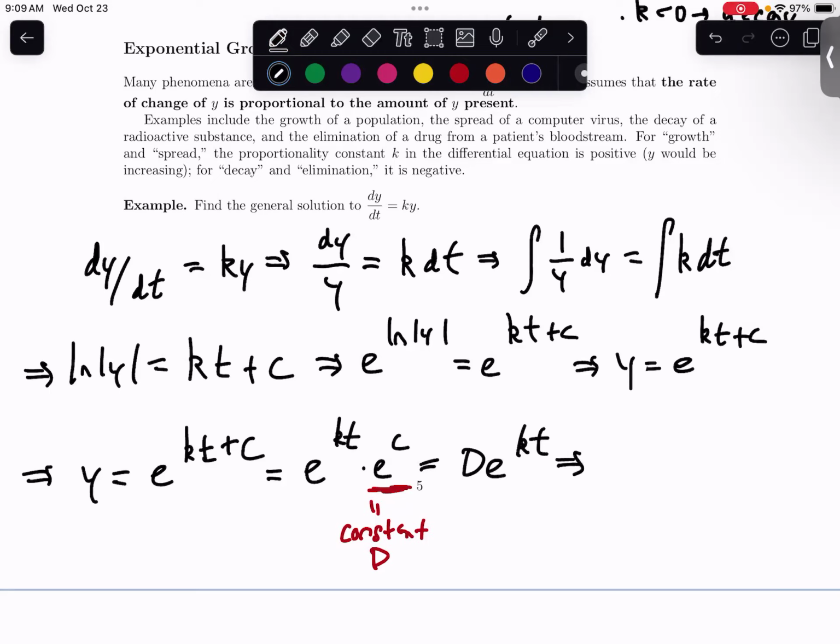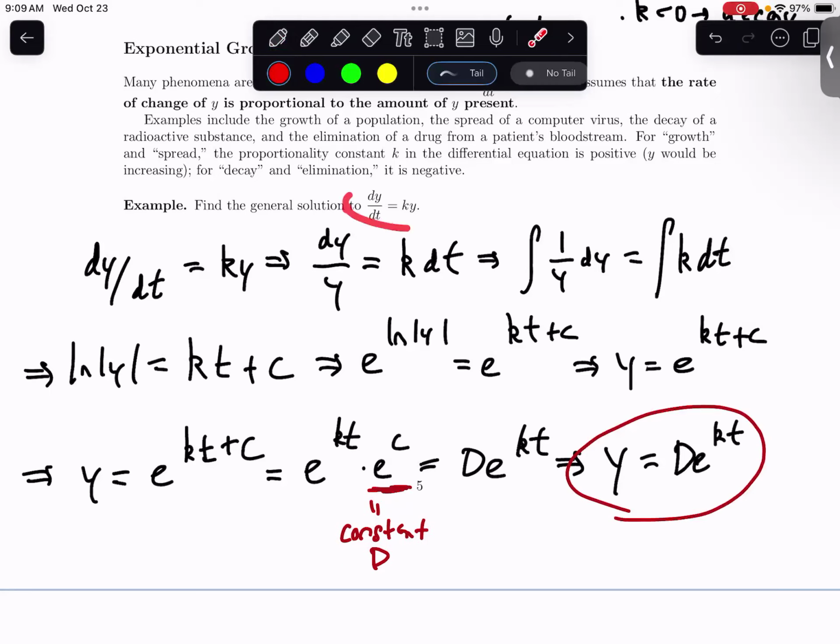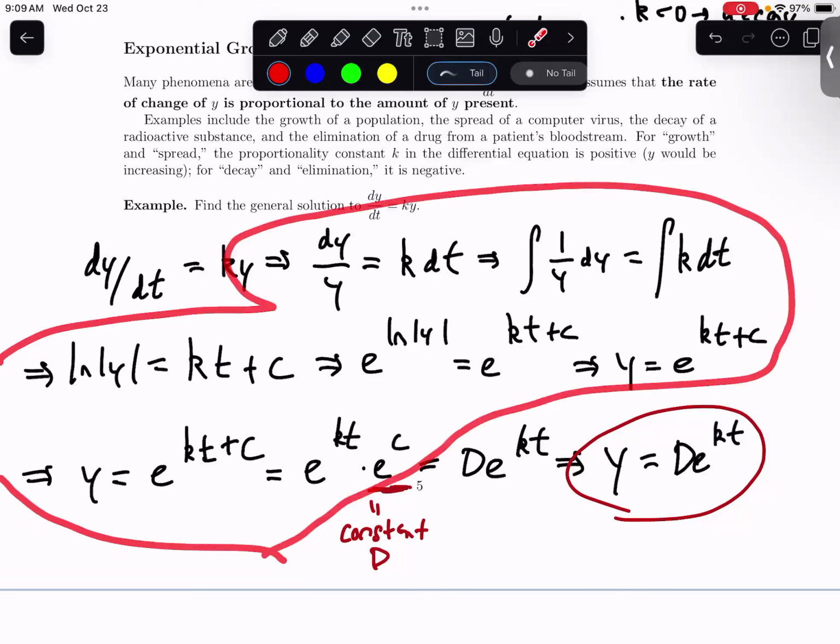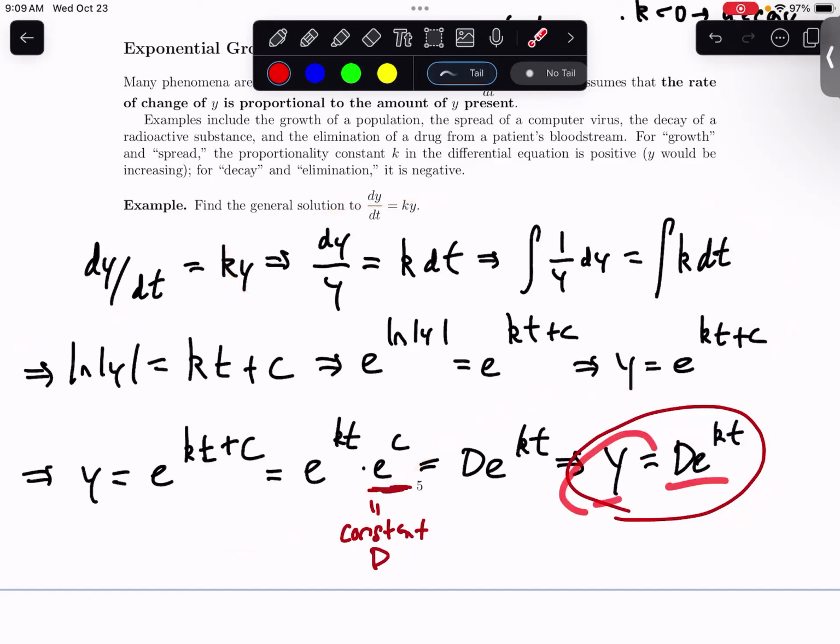So I'm just condensing this chain of equalities. We ended up finding that y ends up being equal to d times e to the kt. And so whenever you have one of these differential equations, where the rate of change is proportional to whatever your quantity y is, the solution is always going to be given by the following. You can skip all of this and just write out y is equal to d times e to the kt, right? And then you just have to determine what this d is going to be and what this k is going to be based off of the information that's provided.